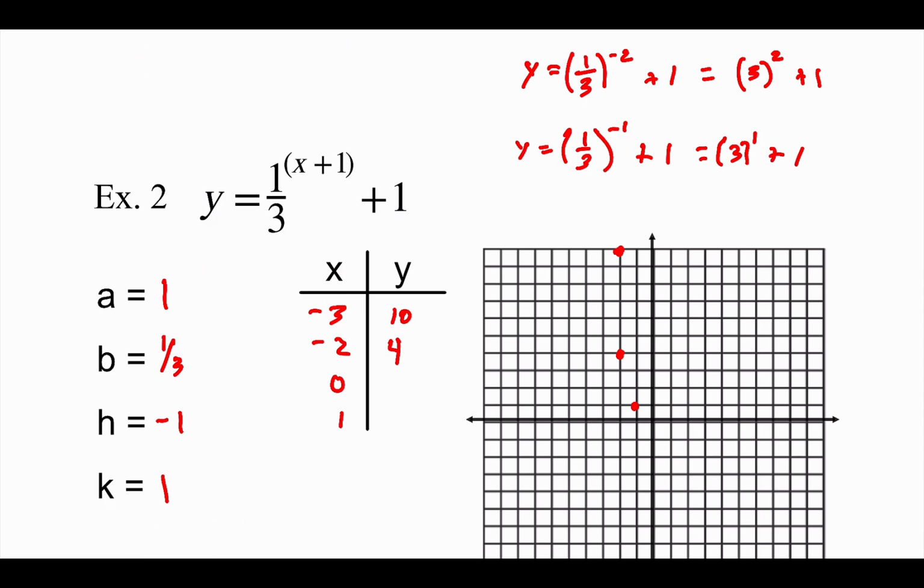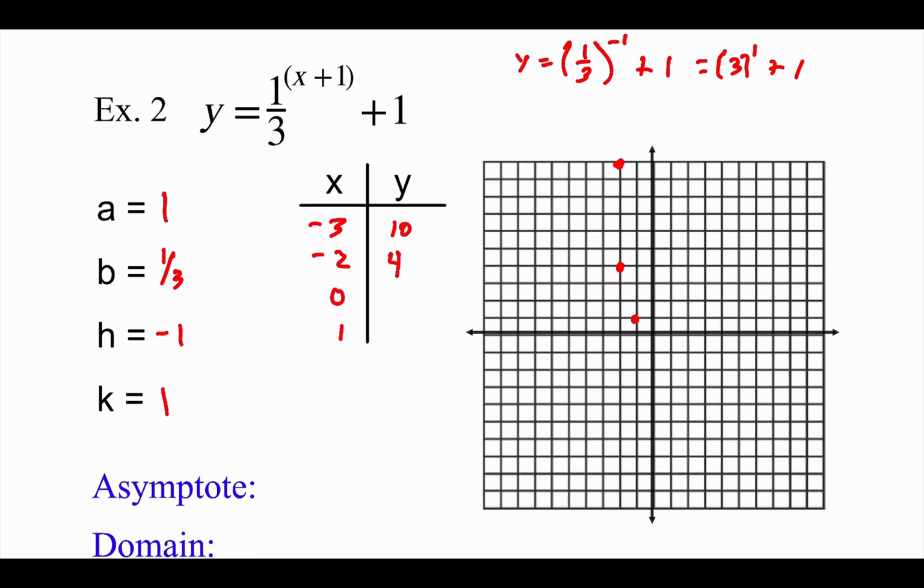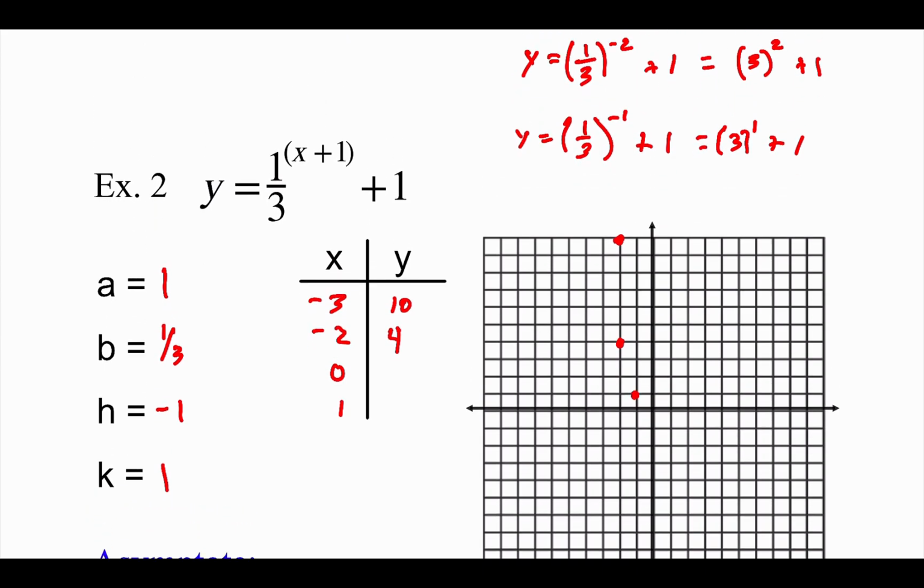And then hopefully from here it gets a little bit easier. I'm going to do the rest of these in our head here. We're going to evaluate. If I plug 0 in, 0 plus 1 is 1. 1/3 to the first power is 1/3. Plus 1 is 1 1/3. Or if you want to write it as 4/3, that's fine too. So at 0, we're at 1 1/3.